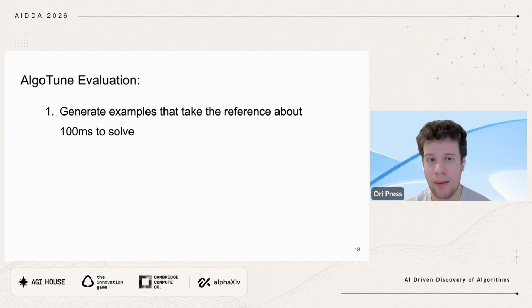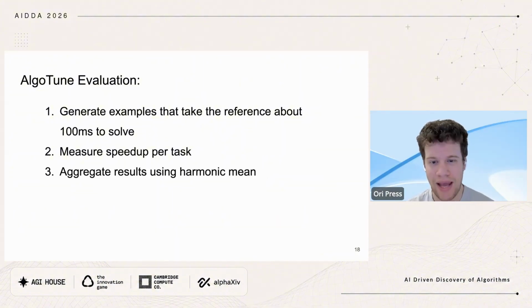To see how good your model performs, we're going to generate example inputs using our generate inputs function. These inputs will take the reference about 100 milliseconds to solve. We then measure the speedup per task, and we aggregate these results into a harmonic mean. Then we get this one singular number, which is your AlgoTune score. So it's a harmonic mean of your speedups across all the tasks.